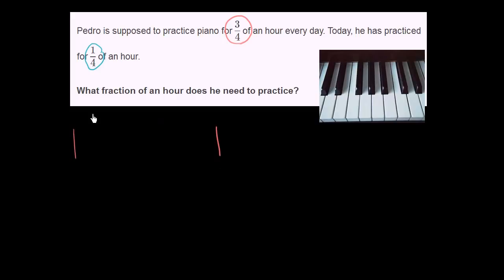So if this represents an entire hour, let's divide it into fourths. So now divide it into halves. Now let's make it into 4 equal sections. Now it's into fourths. So he needs to practice 3/4 of an hour.